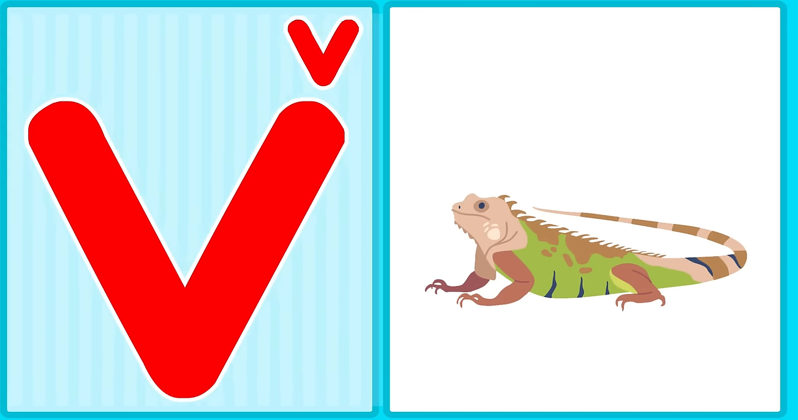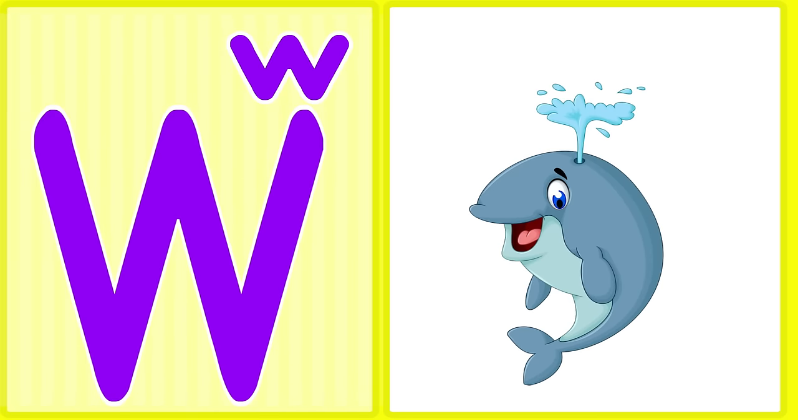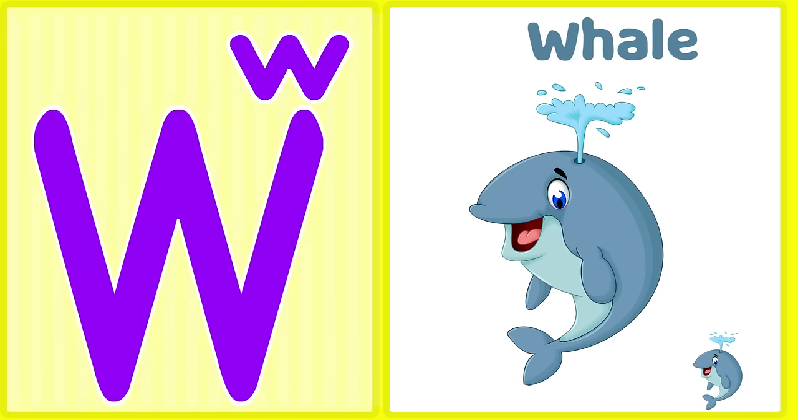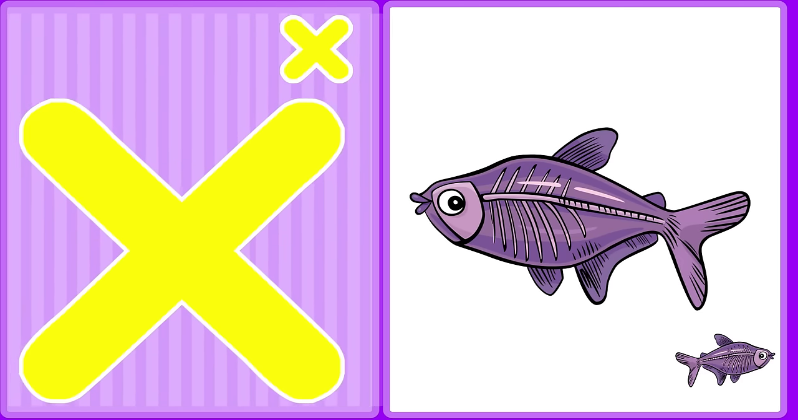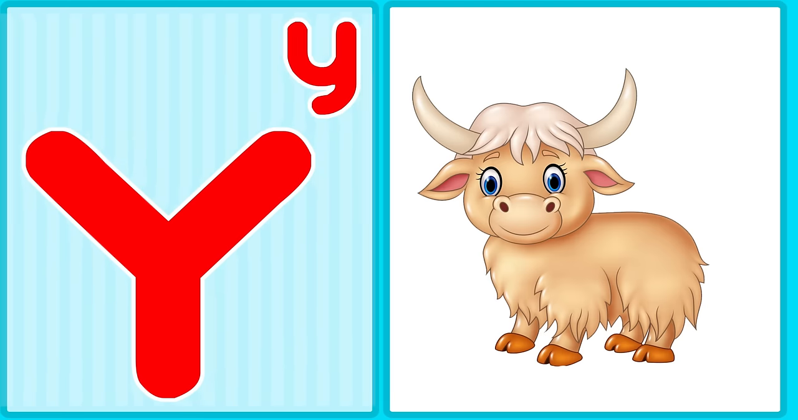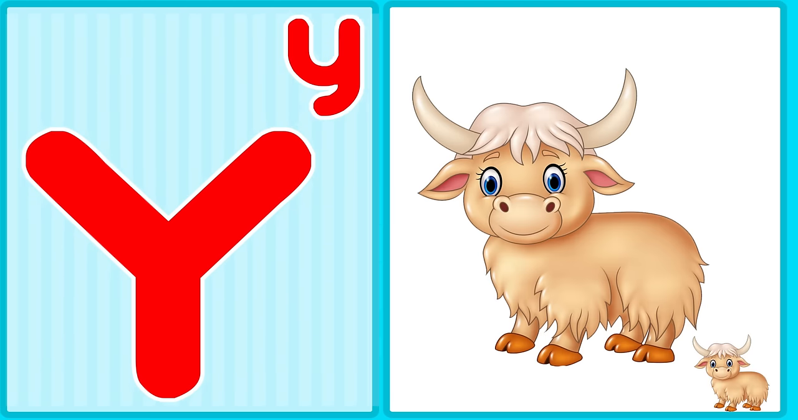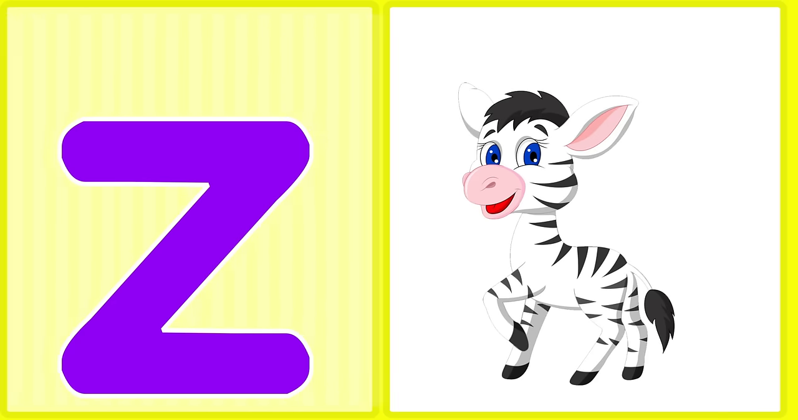V, varanus. W is for whale. W, whale. X is for x-ray fish. X, x-ray fish. Y is for yak. Y, yak. Z is for zebra. Z, zebra.